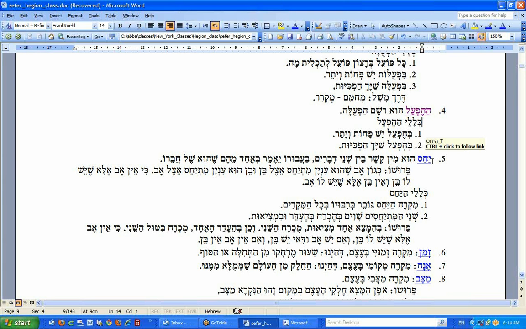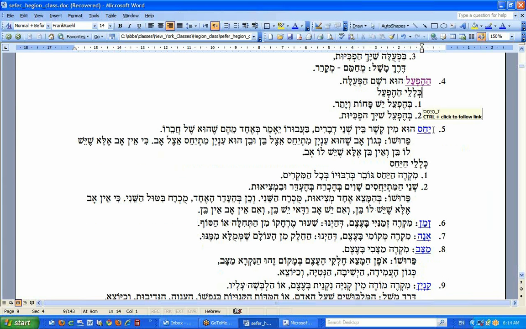Yachas is the thing's relationship to other things, and he told us that later on he's going to tell us it's one of the largest units that he's going to talk about, because practically everything we talk about is relationships, right? How much something is worth is its relationship to money. Okay, yachas hu min kesher ben shnei devarim. It's the relationship between two things.